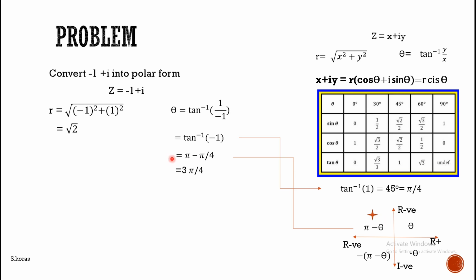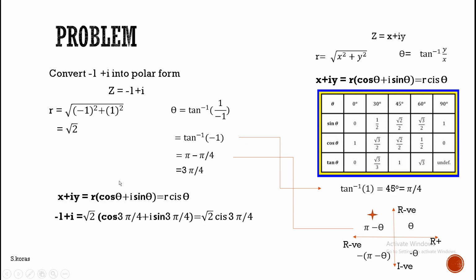So now you know what the modulus is, that is the r value, as well as the argument, the theta value. If you know the r value and theta value, it is very simple to convert x plus iy into the form of r and theta. So you know the formula, that is x plus iy is equal to r into cos theta plus i sin theta. Here x plus iy is nothing but this complex number -1 plus i, the r value is root 2, and theta is 3 pi by 4. So this is the answer for this problem.